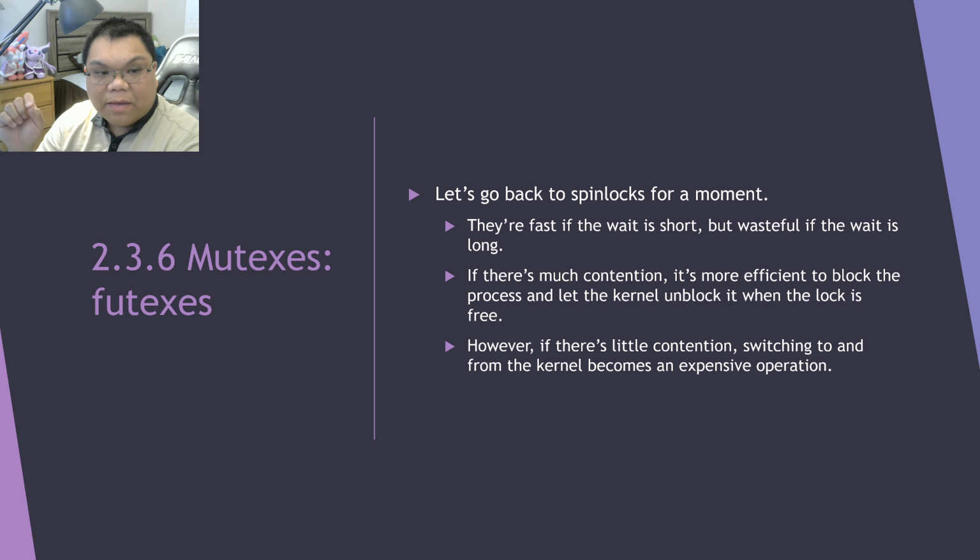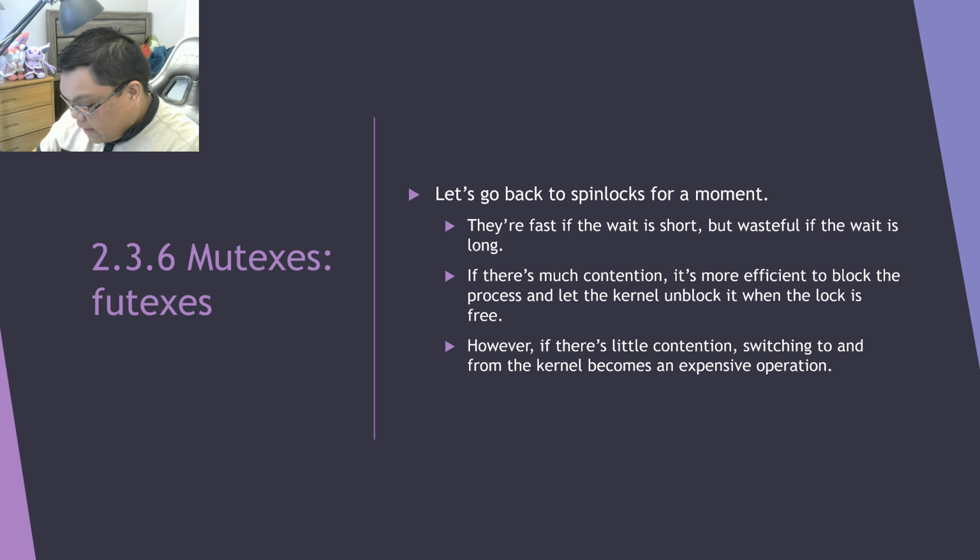There's an interesting alternative to mutexes, and it's called a futex. So let's go back to that real quick. The thing about a spin lock is they are wasteful if we are waiting for a long time. But if not, then they're still quite fast. If there's much contention, it's more efficient to block the process and let the kernel unblock it when the lock is free. However, if it's little contention, then switching to and from the kernel becomes an expensive operation.